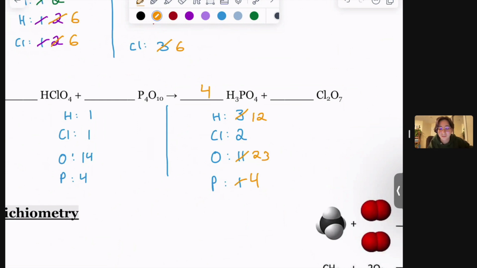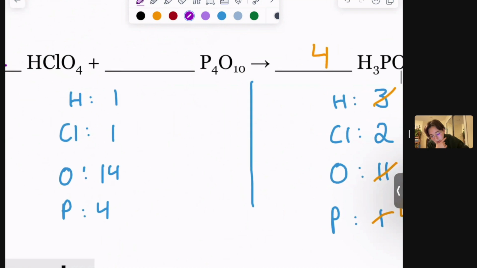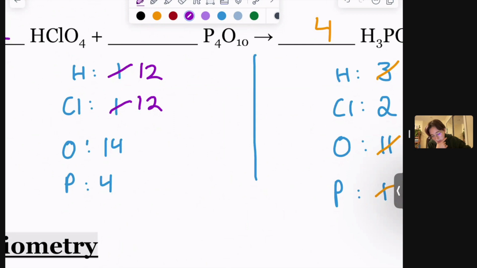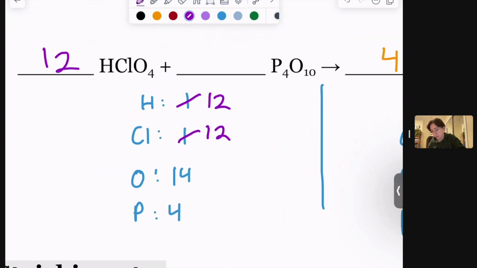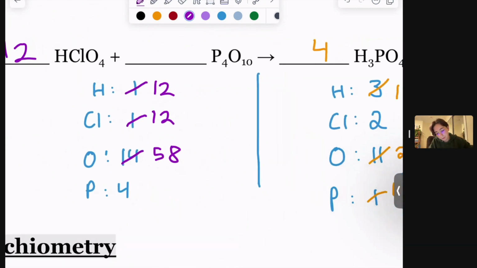These numbers are already getting big, but you know, just be patient with yourself. Keep track of it as you change things. Cool. Hydrogen. Let's try it. We got 1 over here, and I need to make it 12. So I guess this is going to be a 12. And that's going to make it so I have 12 of these, 12 of these. And 12 times 4 of the oxygens plus the other 10 oxygens, 58 oxygens on my left side now, and 4 phosphoruses.